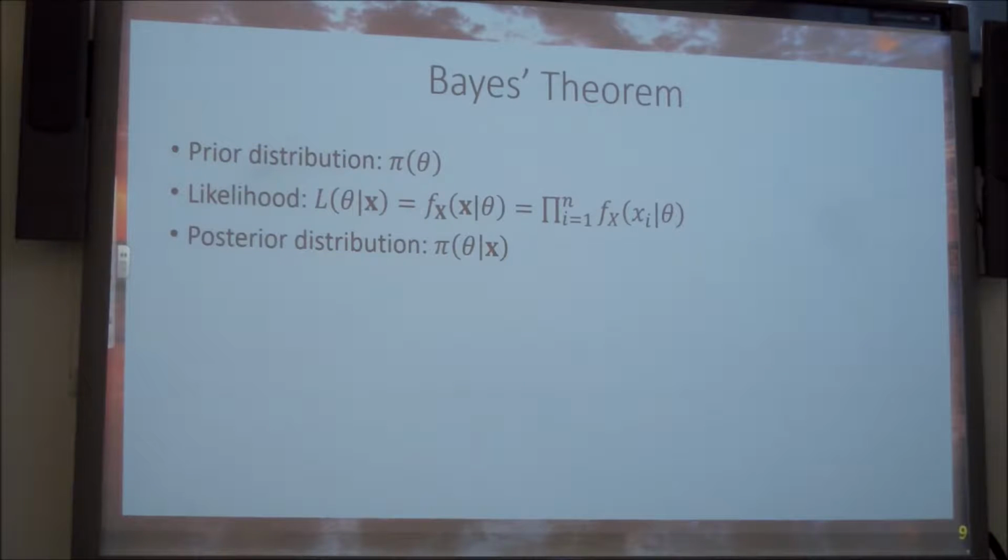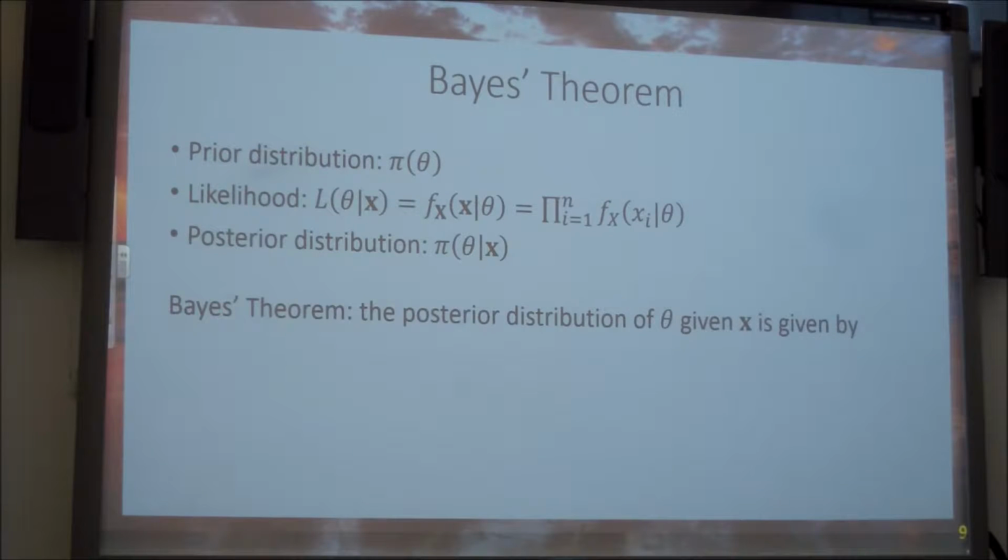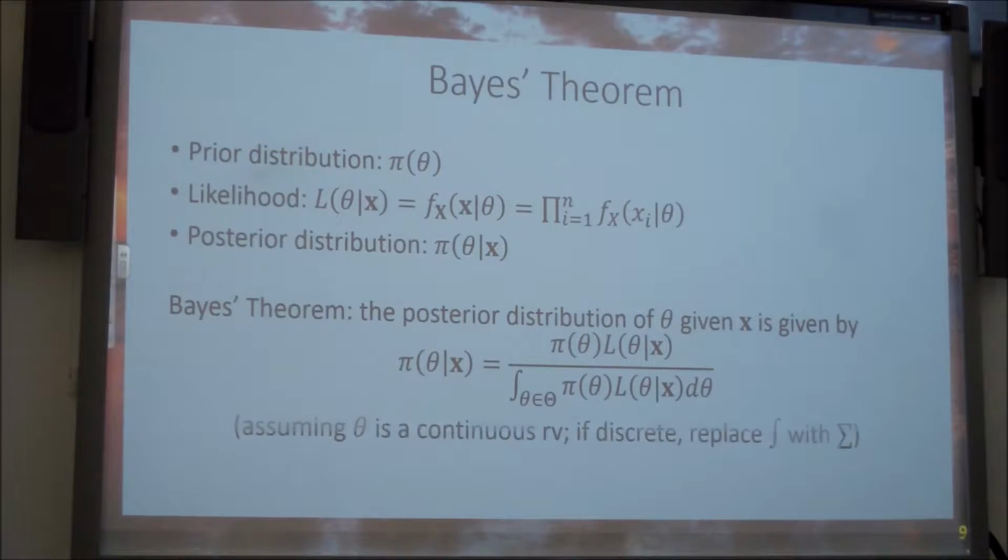It's the same function, but we interpret it as a function of theta given x rather than x given theta. So we want to combine these in a formula. So Bayes Theorem tells us that the posterior distribution of theta given x is given by this. So the prior times the likelihood divided by the integral over theta in our parameter space of the prior times the likelihood. So I'm going to prove this now.